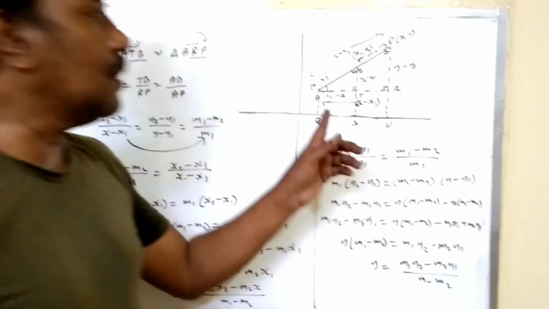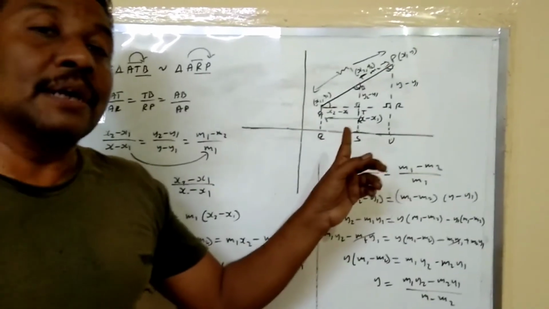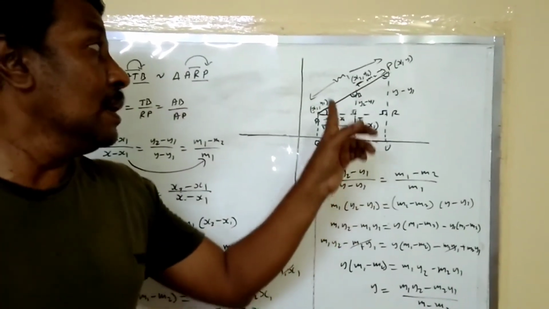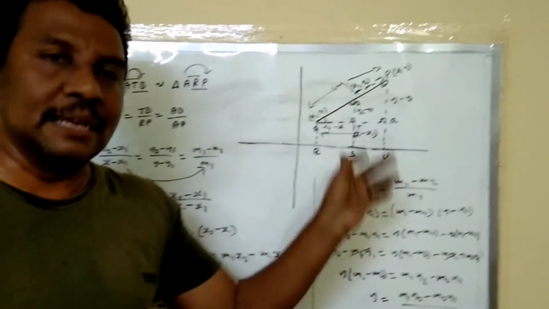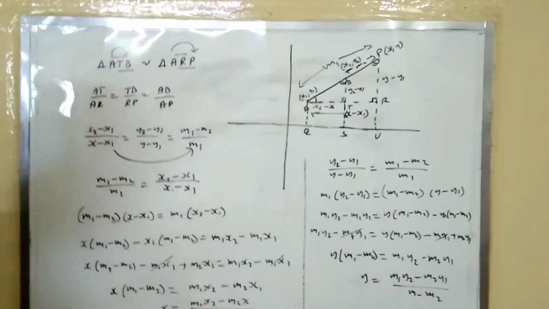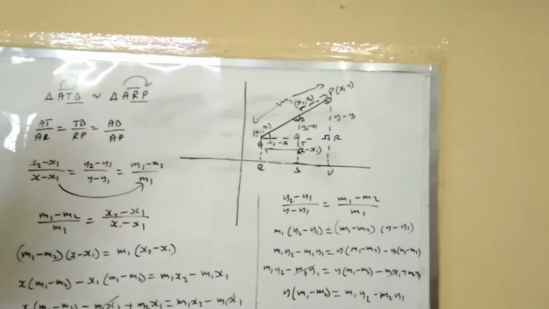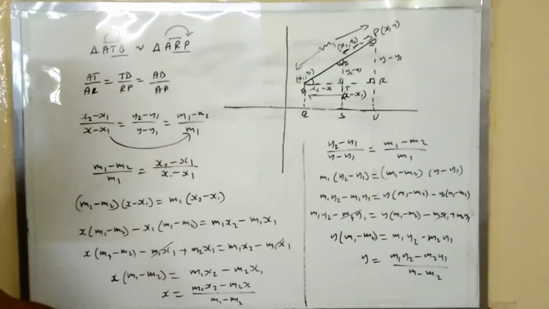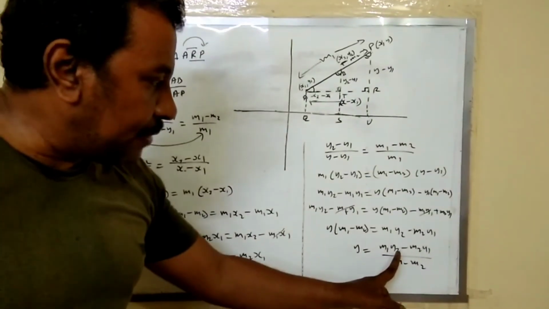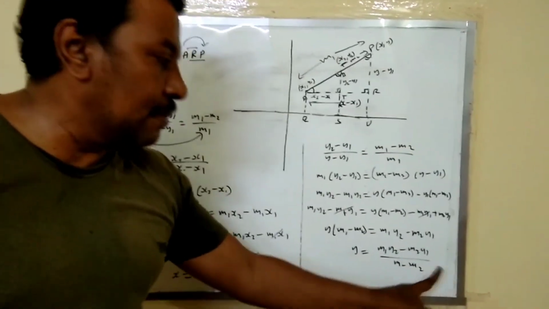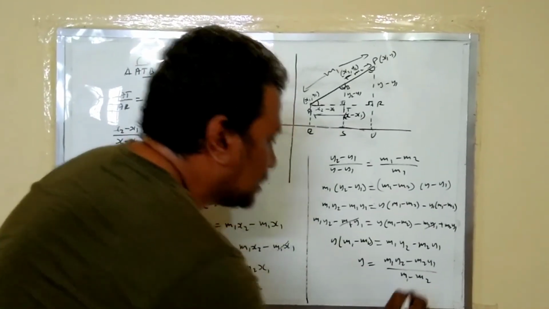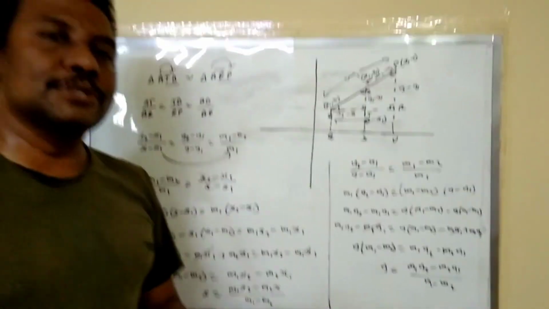So this is what we call dividing a line segment in the ratio M1 is to M2 externally. So what is it? X coordinate is M1 x2 minus M2 x1 by M1 minus M2, and y coordinate is M1 y2 minus M2 y1 by M1 minus M2. Hope you understood this.